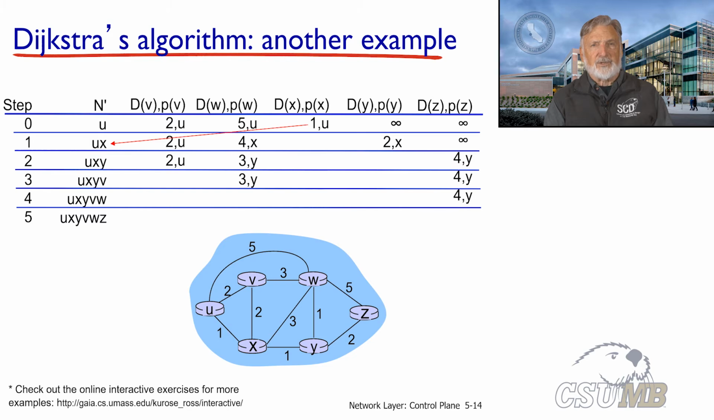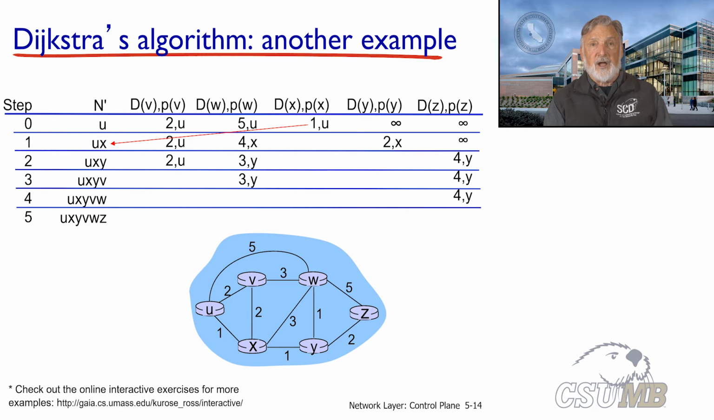In the first iteration, look among those nodes not yet added to the set N prime and find the node with the least cost at the end of the previous iteration. That node is X with a cost of 1, and X becomes the current node. X is added to the set of visited nodes N prime.